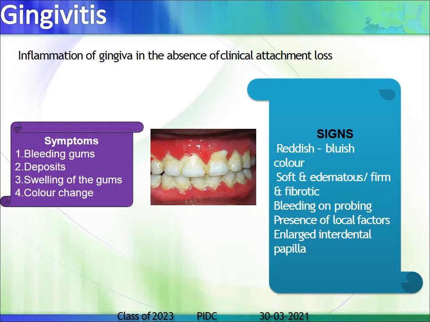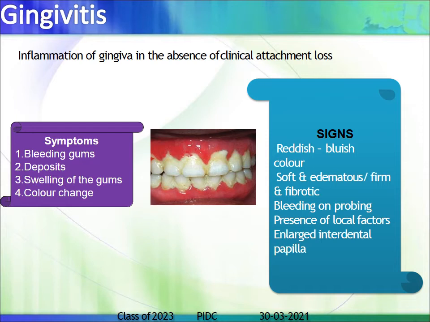So gingivitis. By definition it is inflammation of the gingiva in the absence of clinical attachment loss. So what would the patient say if he has gingivitis? The patient would come with bleeding gums, deposits between the teeth, swelling of the gums, there could be a color change in the teeth. So this is all the patient's complaint.